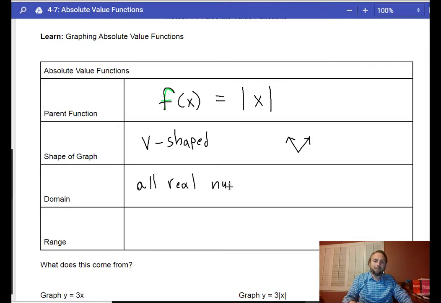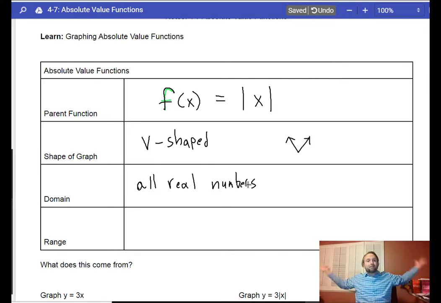Now, the domain will be all real numbers. What does that mean? The domain means the x values. You can plug in all the x values you want increasing or all the x values you want decreasing. Doesn't matter. It's going to go forever left or right.